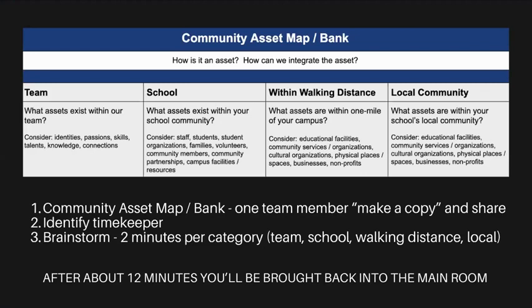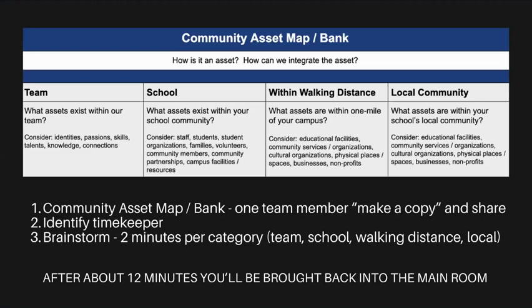You're going to identify a timekeeper, and then you're going to take each category. So for example, team, school, within walking distance, and you'll spend 2 minutes per category just brainstorming and documenting your assets. And then we'll bring you back in about 12 minutes or so. This probably won't take as long as the other activities this morning, but this is just an initial brainstorming to really get us thinking as we move into project development today.